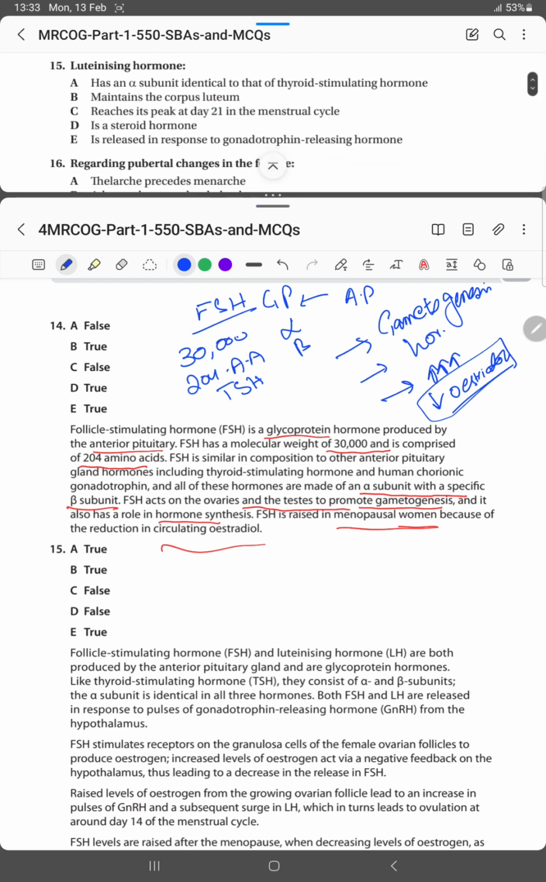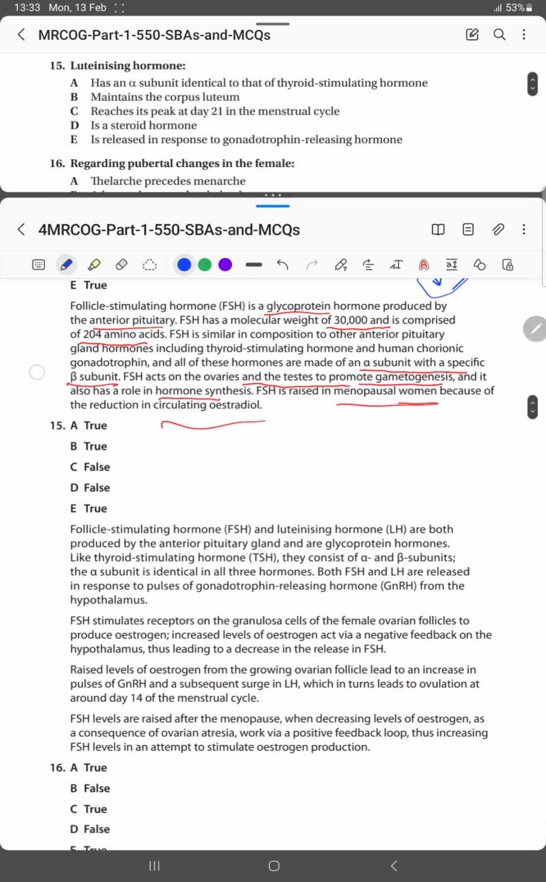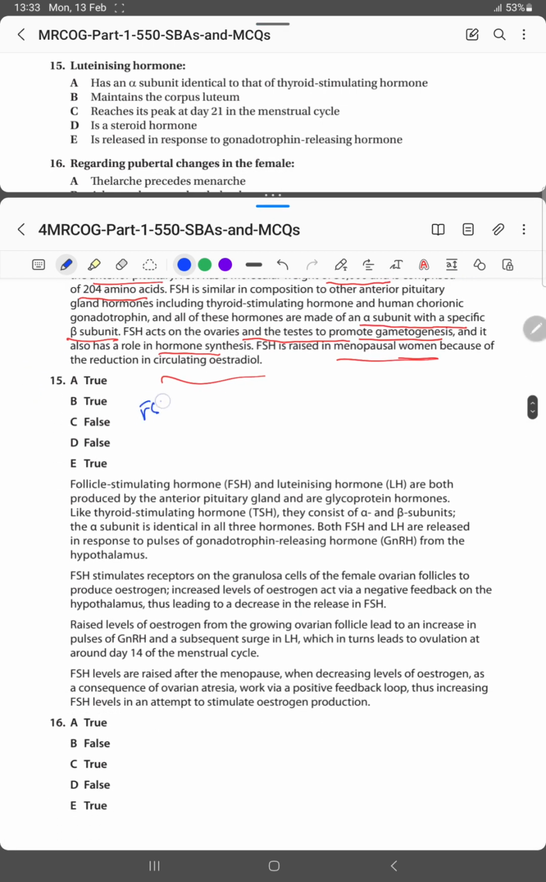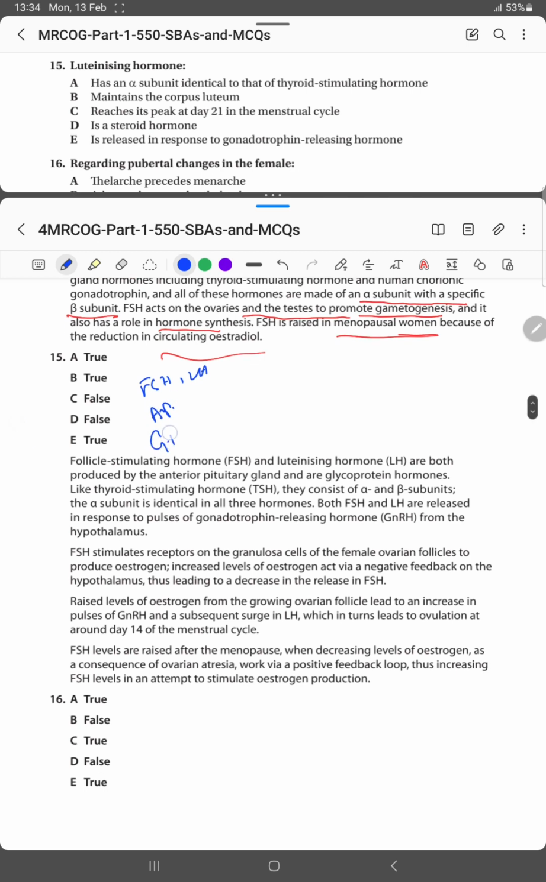Now, the next question is regarding the luteinizing hormone. We all know that FSH and LH are both produced by the anterior pituitary gland, and they are glycoprotein in nature.